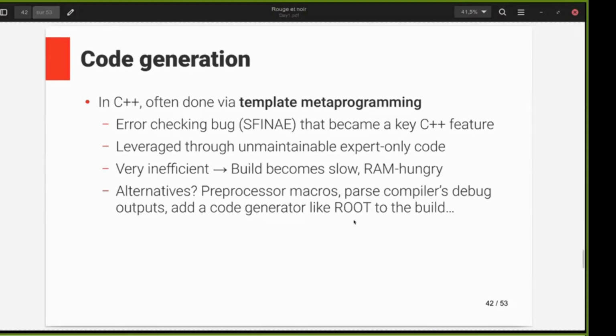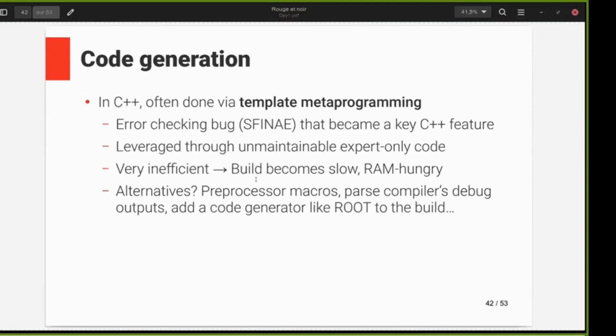And as a result, if you do lots of metaprogramming via templates, you will eventually get a build that is quite slow and consumes a large amount of RAM, which can be a problem when you use CI nodes with little resources, like those GitHub provides by default. So what are your alternatives?